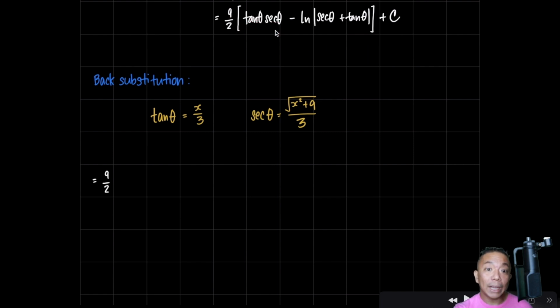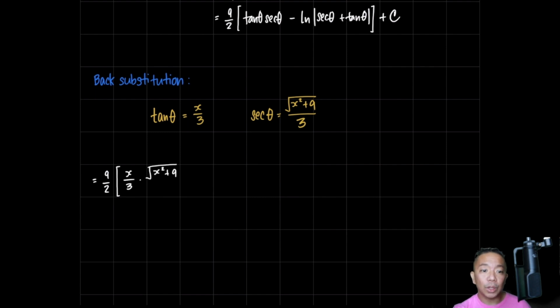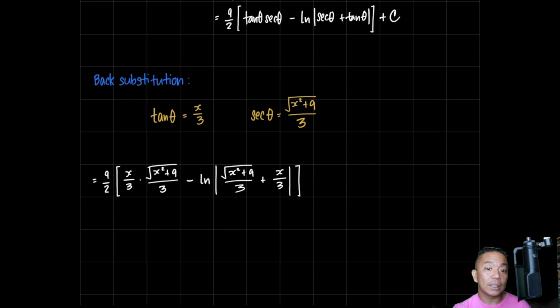So, it will be equal to 9 over 2 times the quantity tangent, but tangent is equal to x over 3, times secant theta, but secant theta is equal to square root of x squared plus 9 all over 3, minus the natural logarithm of the quantity secant theta. Again, secant theta is square root of x squared plus 9 over 3, plus tangent theta, and tangent theta is equal to x over 3. So, close absolute value, close quantity, plus our constant of integration.